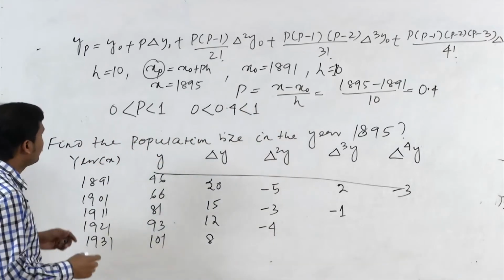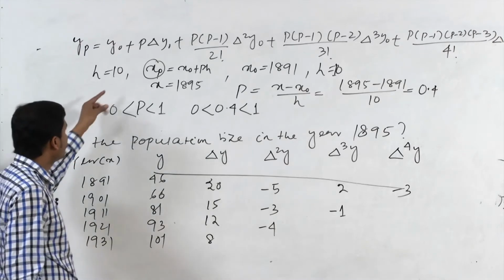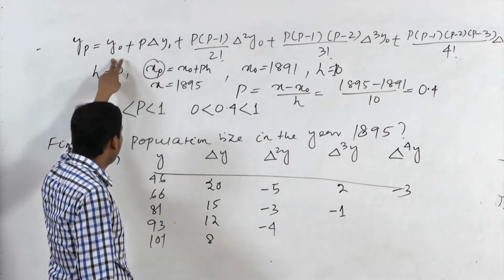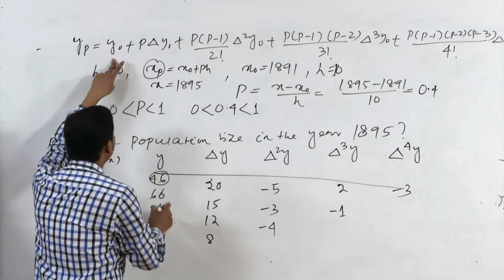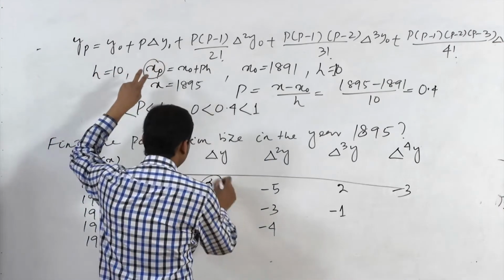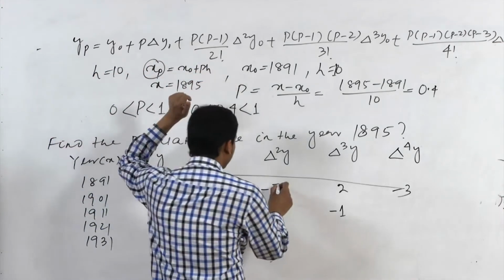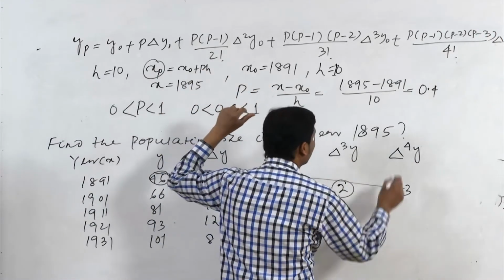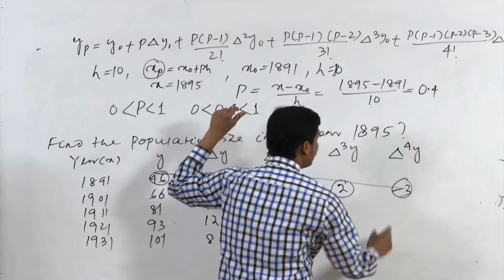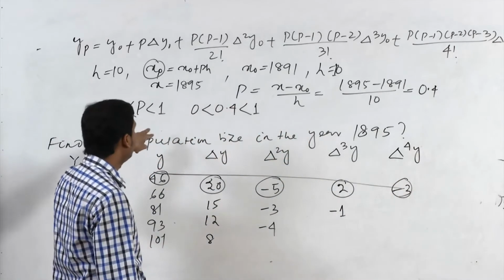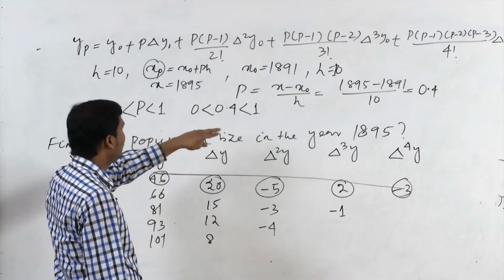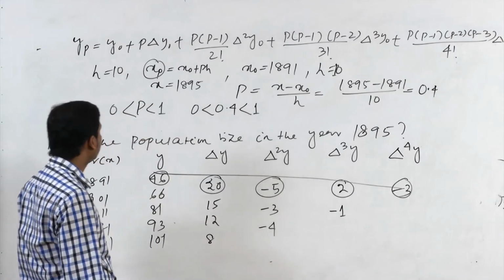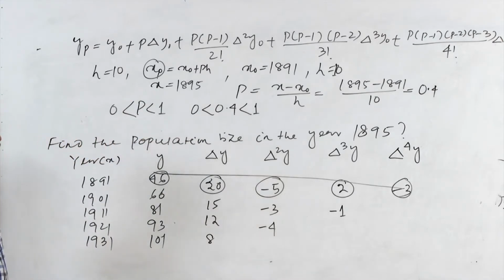Next, we can use this formula. The p value is known to us, y0 value is this one, del y0 is this one, del square y0 is this one, del cube y0 is this one, and del fourth y0 is known to us. The p value is 0.4, and all other values are known. So now we can compute the population size in the year 1895.